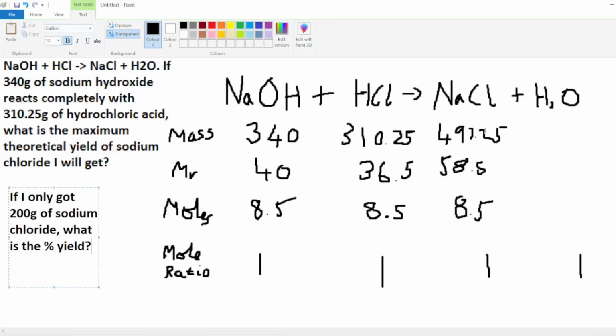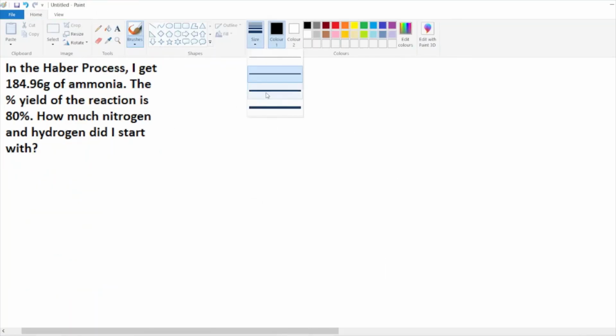So here's a challenge question. I'm not going to go through it fully. Have a go and see if you can get the right answer. So we've got our actual yield and our percentage yield, and we need to find the theoretical yield of the product so we can find the amount of reactants.